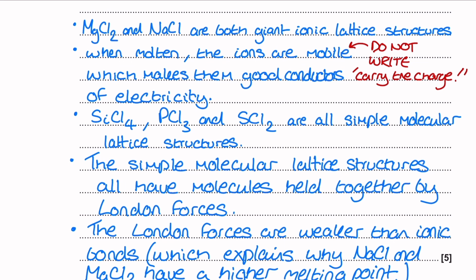Please don't write something you'll have picked up from GCSE. Please don't write that they carry the charge. A lot of people say that when molten, the ions are free to move and can carry the charge. This carry the charge thing doesn't mean anything. We need to put in that the ions are mobile when molten. We don't need to mention aqueous here because that's not a factor in this question at all, but we need to mention that for the giant ionic lattice structures, that when molten, the ions are mobile.